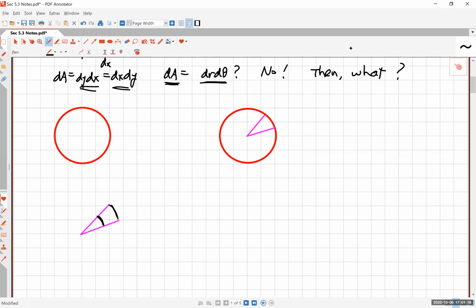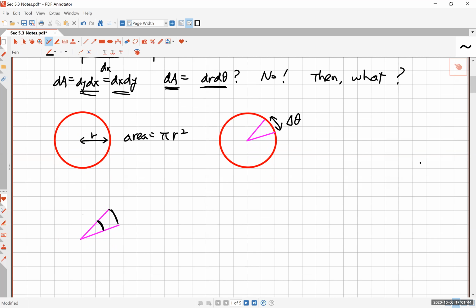What's the area of a circle of radius r? You say, duh, we know the area. The area is pi times r squared. Good. What happens if you take a portion of this, like a piece of pizza or a pie? Here we can denote this as delta theta. Since we are still talking about the discrete case, it's delta theta. Eventually, we can call this d theta if you make this smaller and smaller. So if the radius is r, what's the area of this?